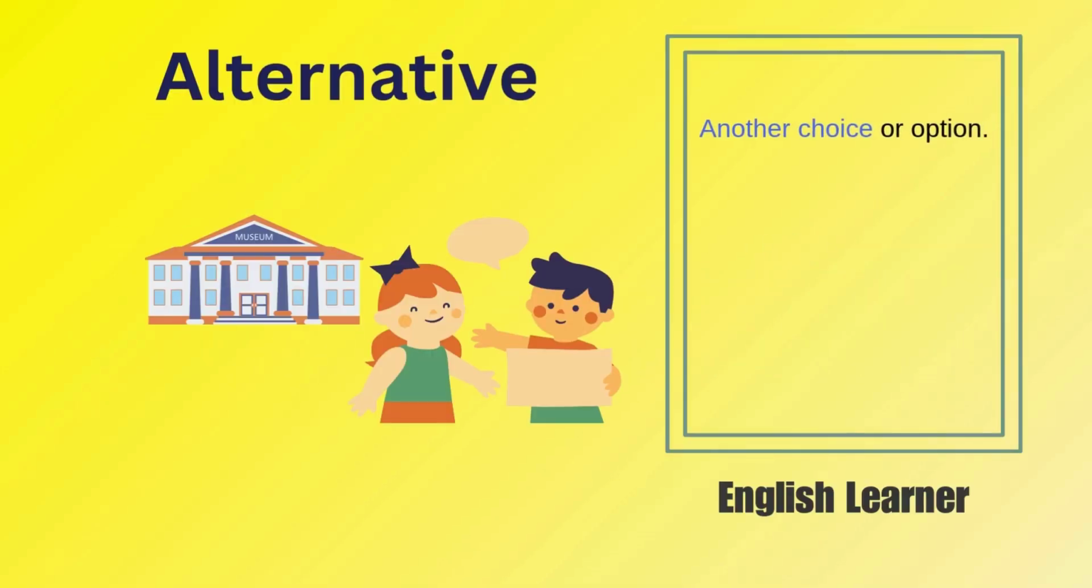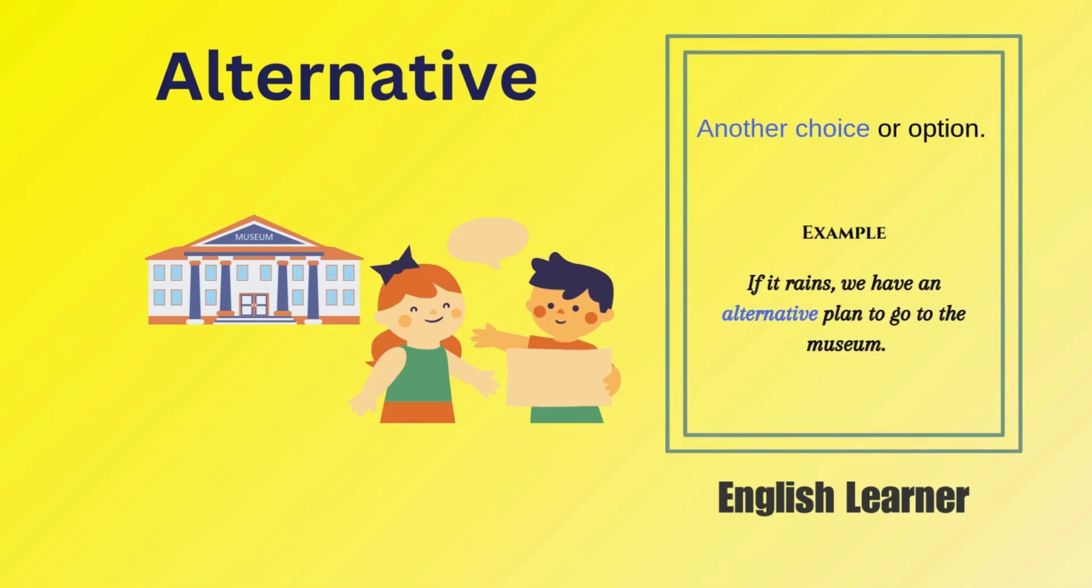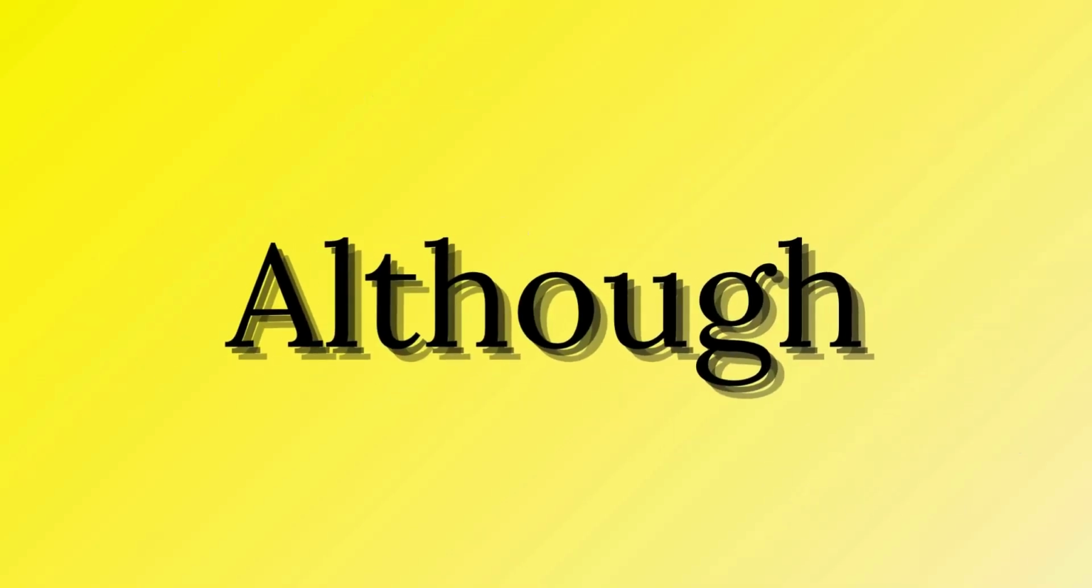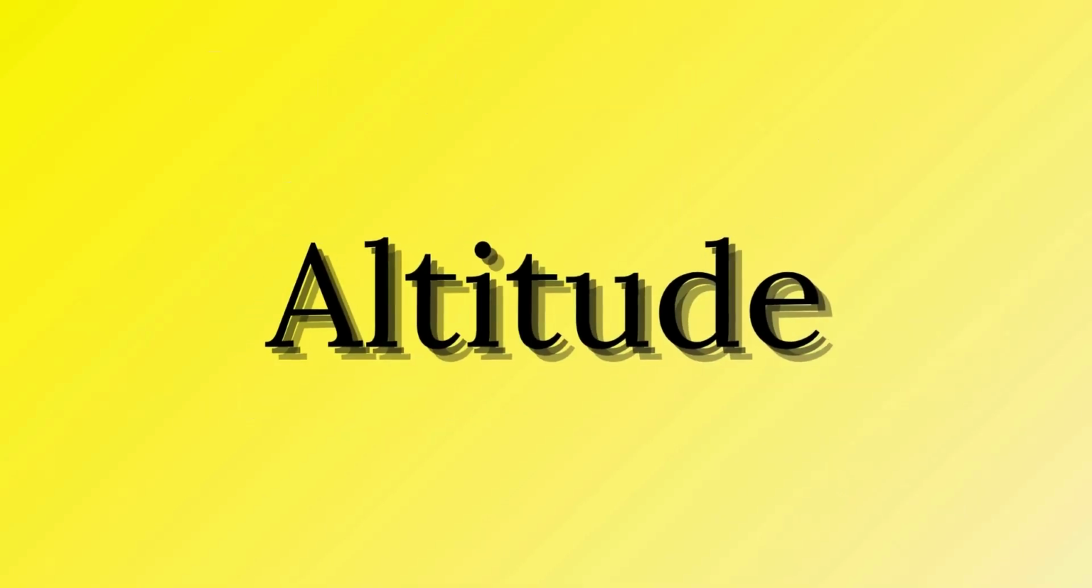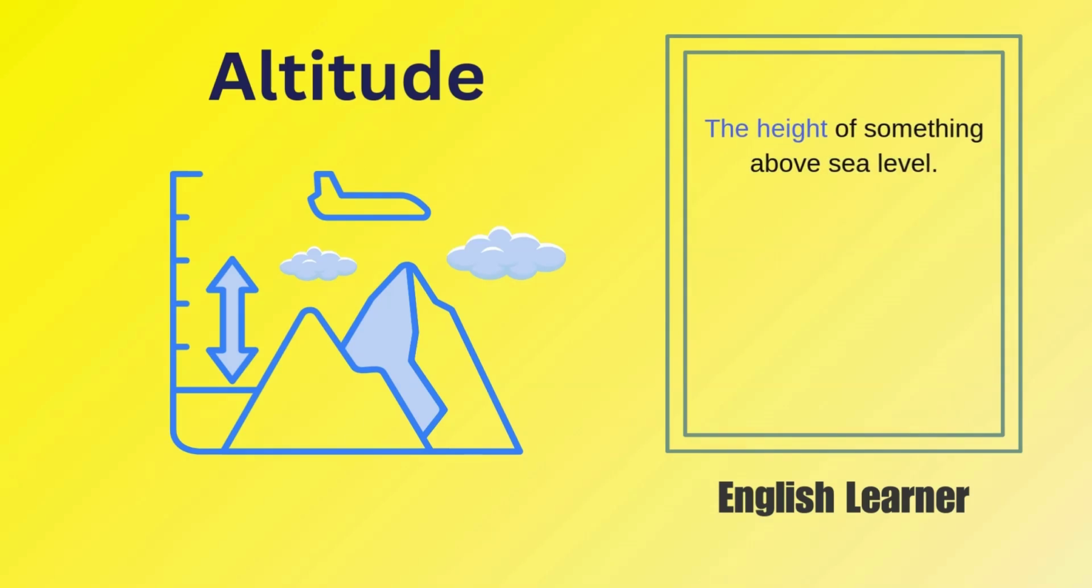Alternative. Another choice or option. Example. If it rains, we have an alternative plan to go to the museum. Although. Even though, despite the fact. Example. Although it was raining, we still went for a walk. Altitude. The height of something above sea level. Example. The airplane is flying at a high altitude above the clouds.